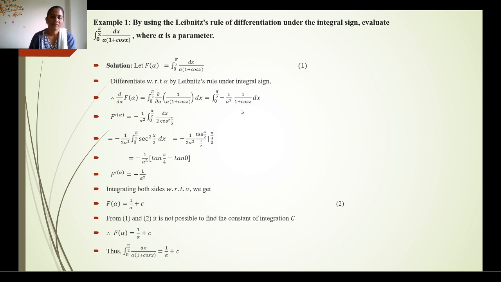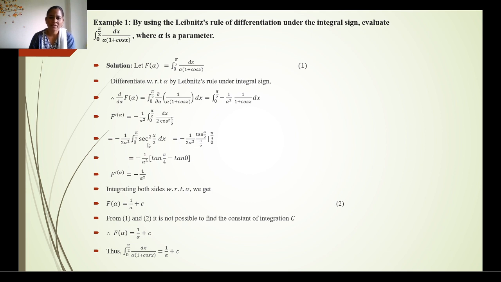Here we make use of the properties of trigonometric formulas. 1 plus cos x is 2 cos square x by 2. In the next step, 2 is a constant outside, so minus 1 by 2 alpha square, the integral of 0 to pi by 2 of 1 by cos square x by 2, which is secant square x by 2, into dx, which is equal to minus 1 by 2 alpha square.